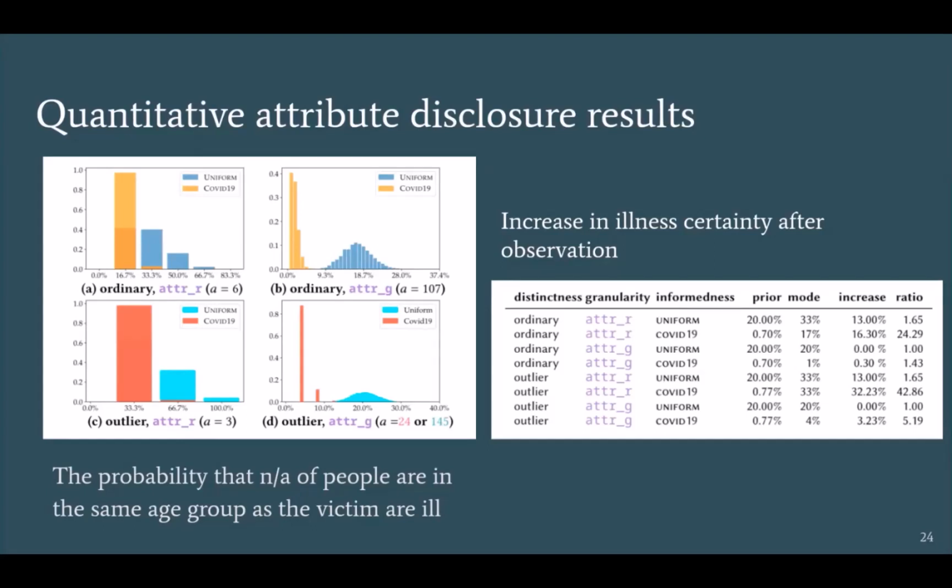So for the ordinary age, certainty decreases from 33% in the uniform prior to 17% in the COVID prior. However, for the COVID prior, the attacker learns proportionally more than for the uniform prior. This is important to note because in some cases the data controller cares about the attacker's prediction of the victim's illness, whereas in other cases the data controller may care about how much information an attacker could learn.